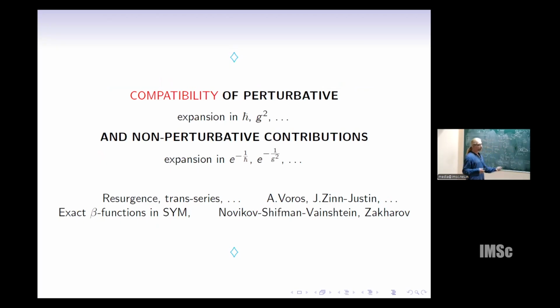And so the compatibility between these two types of relations resembles the two ideas which people studied in the 80s. Again, one set of ideas is resurgence, and another set of ideas is the exact beta functions in super Yang-Mills theories.